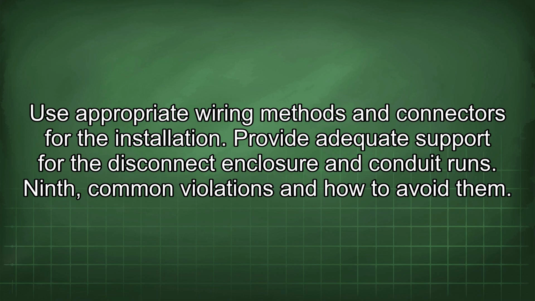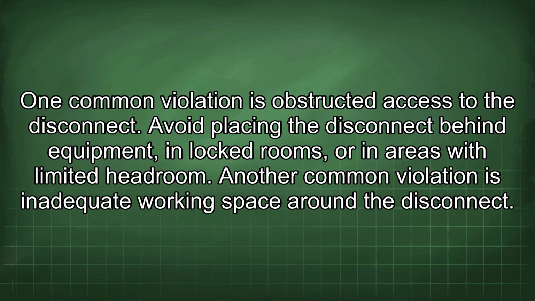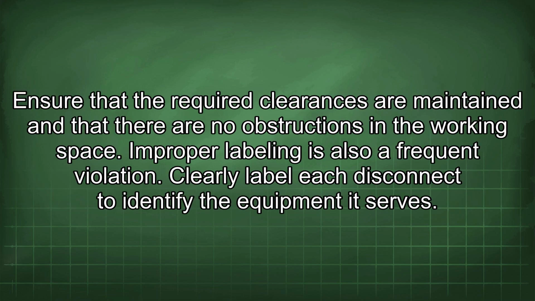Ninth, common violations and how to avoid them. One common violation is obstructed access to the disconnect. Avoid placing the disconnect behind equipment, in locked rooms, or in areas with limited headroom. Another common violation is inadequate working space around the disconnect. Ensure that the required clearances are maintained and that there are no obstructions in the working space.